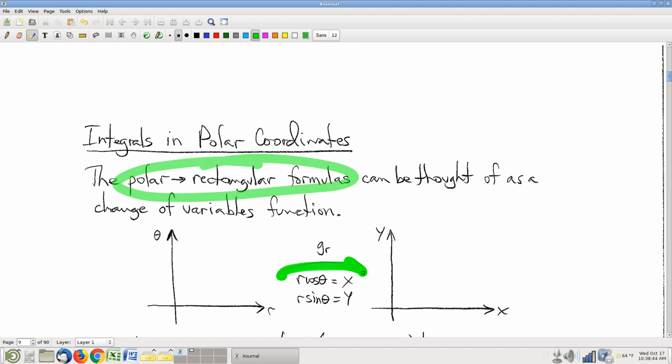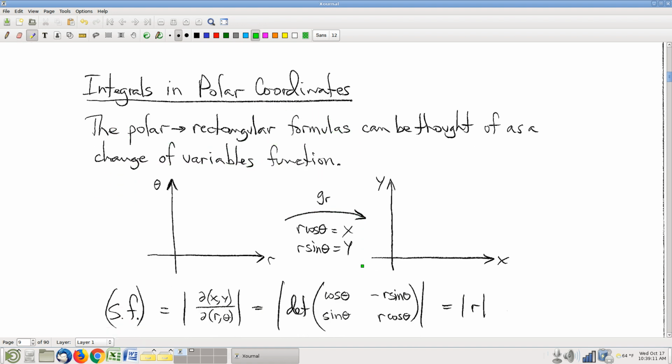These formulas give x and y as functions of two other variables, r and theta. We're accustomed to them being like u and v, but whatever, right? Two output variables as functions of two input variables, and you can just choose to think of that as a change of variables function. It's just as good as any other change of variables function we might write down. It turns out this is a fantastic change of variables function. We're going to see some examples.